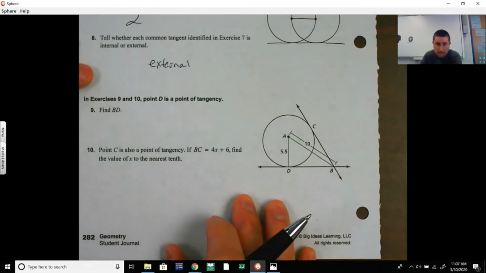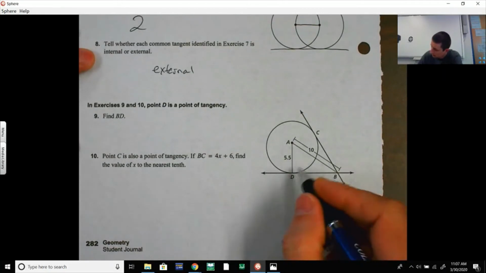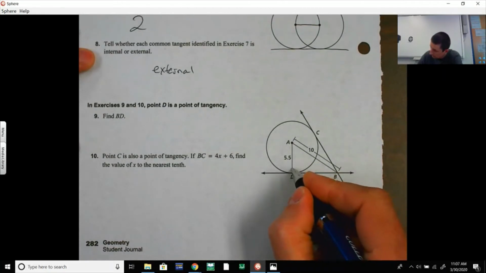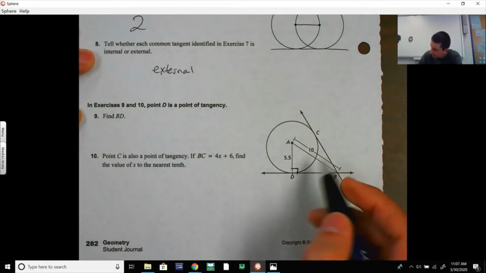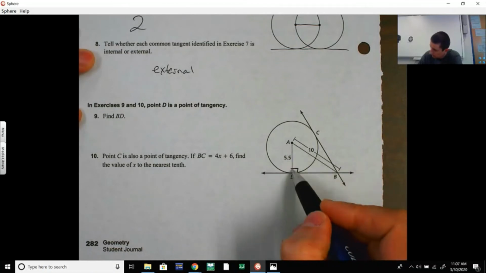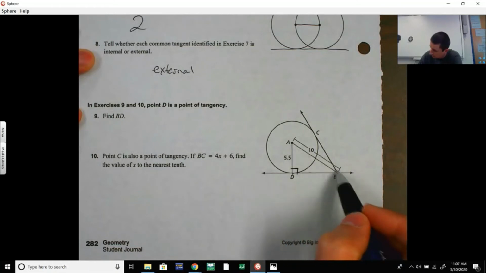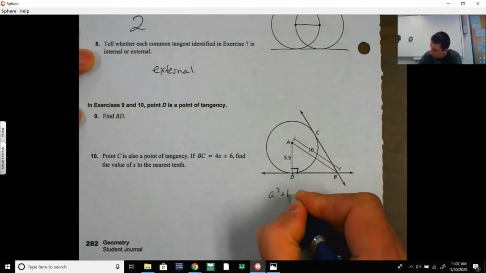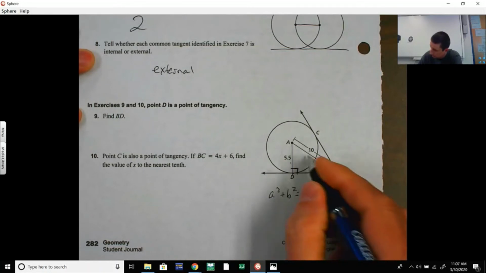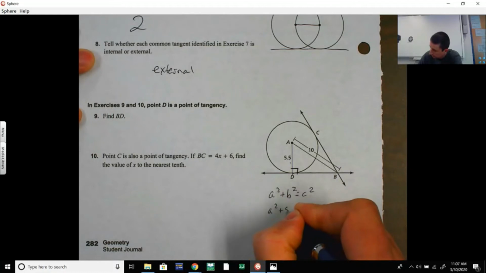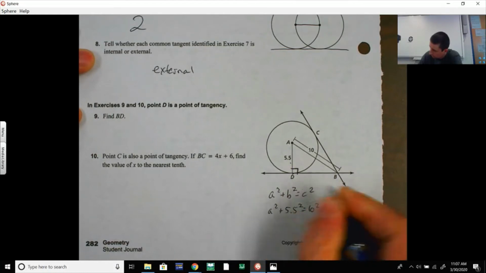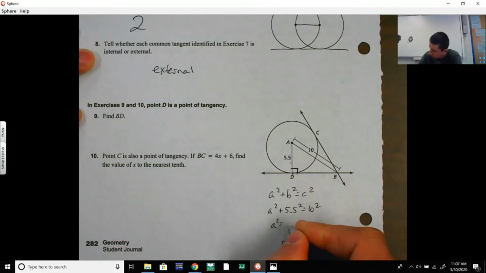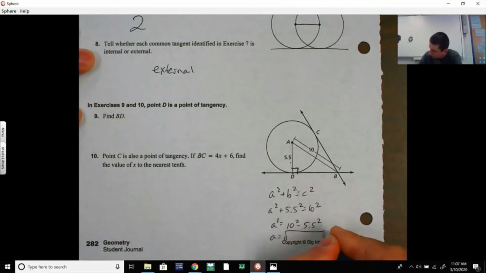Okay. Point D is a point of tangency. So if that's a point of tangency, we have a 90-degree angle here. Find BD. So you notice the Pythagorean, the right triangle. Okay, so we have 5.5, we have 10. 10 is the hypotenuse. So a squared plus b squared equals c squared. The hypotenuse is known. So a squared plus 5.5 squared equals 10 squared. So a squared equals 10 squared minus 5.5 squared. So a is the square root of 10 squared minus 5.5 squared.